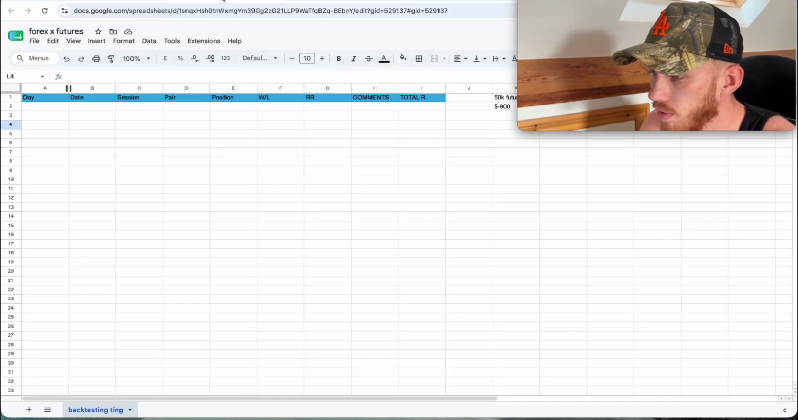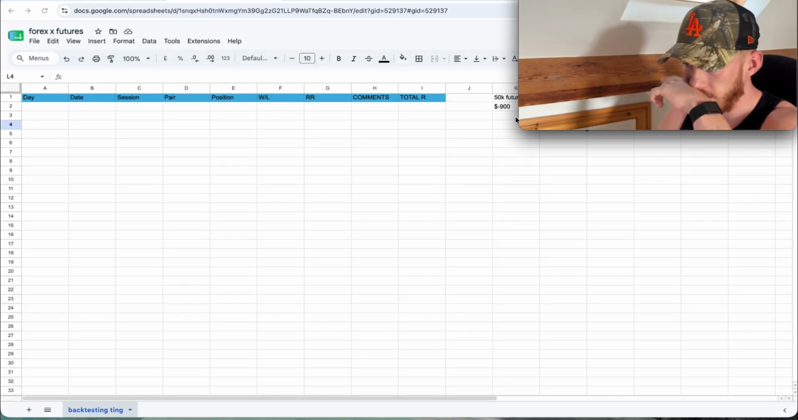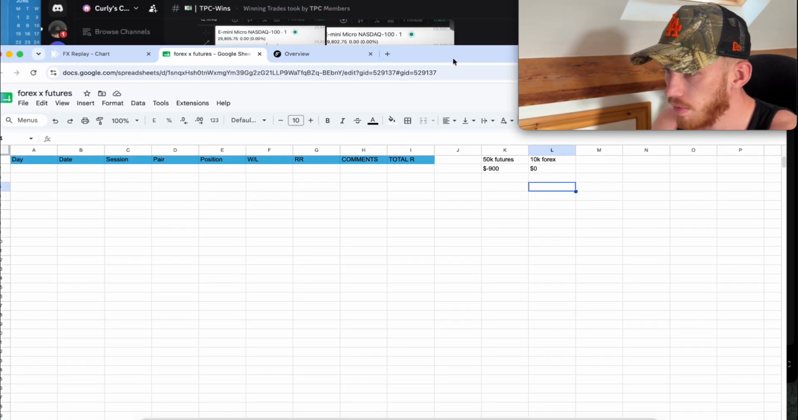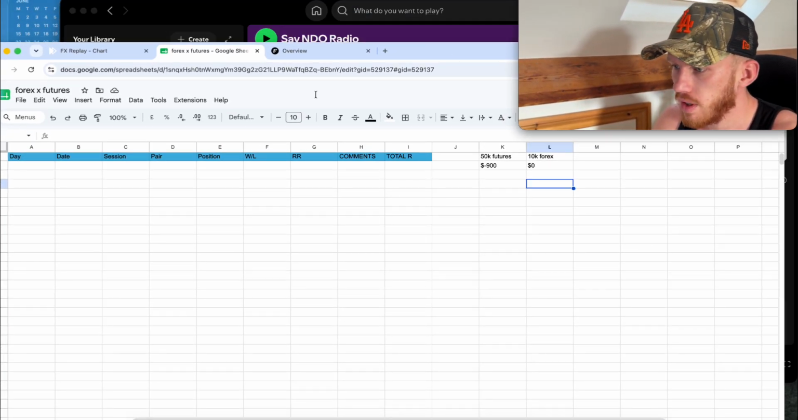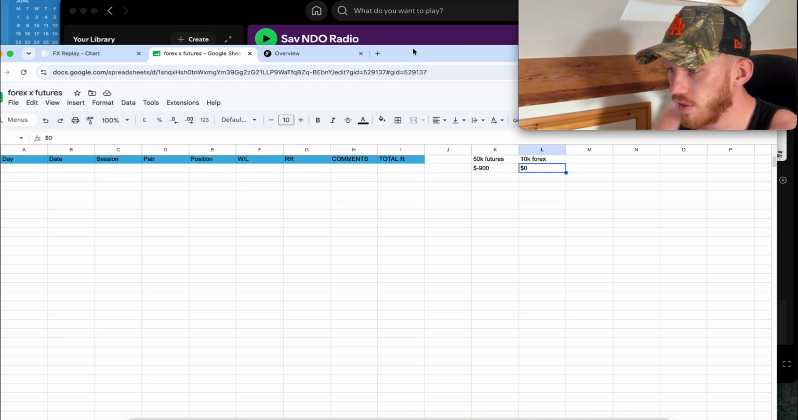I'll put up my journal. I actually journal this trade after we take it, so I can show you how I journal right now as well. But as you can see here, we're down 900 on one and we're break even on the other.